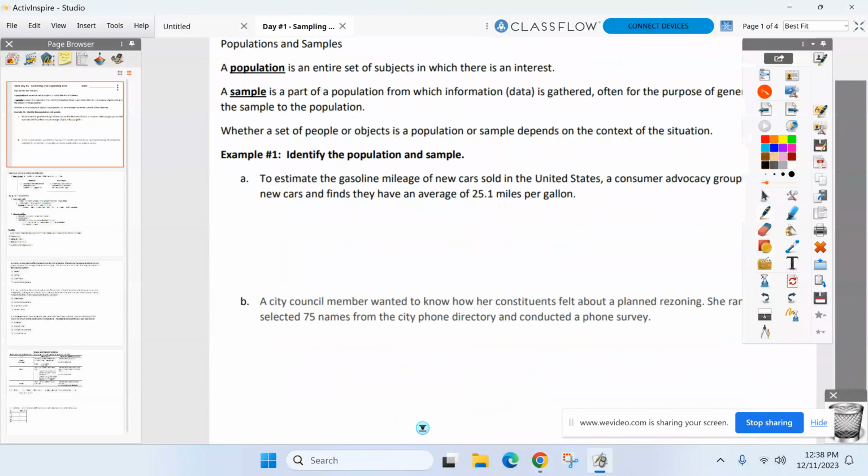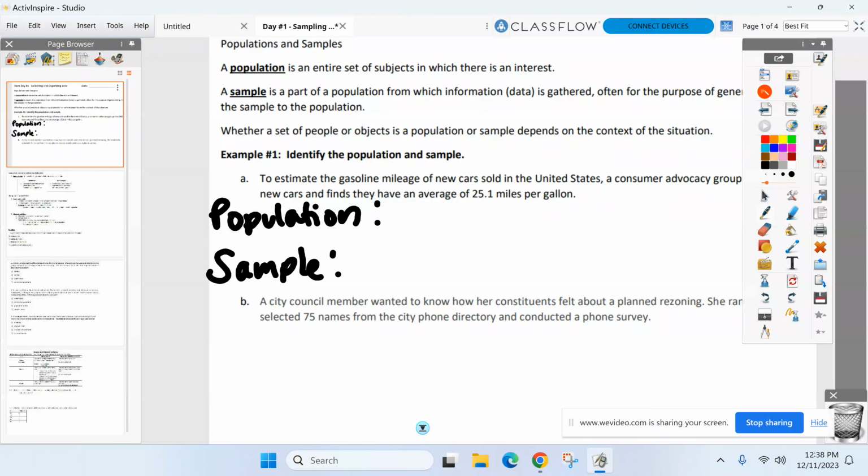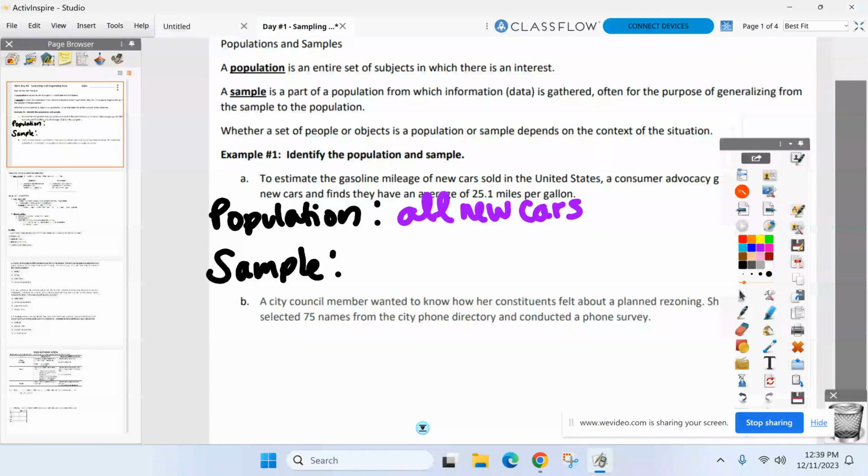Population is who you want to test overall. And then the sample is the smaller portion of that. So here, any takers, population is going to be all new cars. Good, Richie, all new cars. But look, it's not going to happen. There's way too many. Can't do it. So I need to take a smaller part of that population, which would be what in our case? 845 new cars.